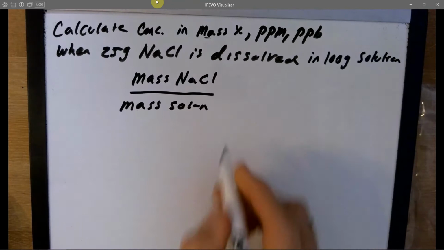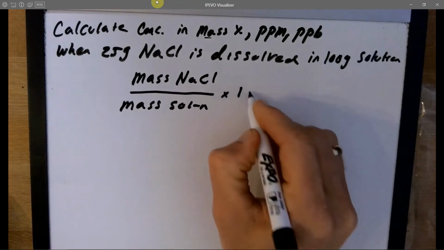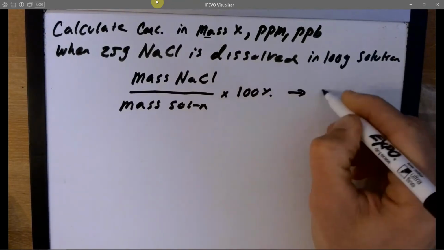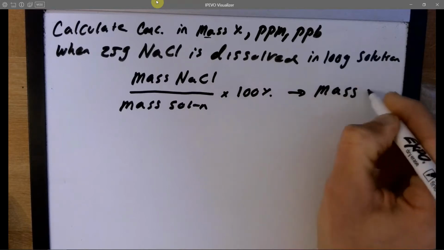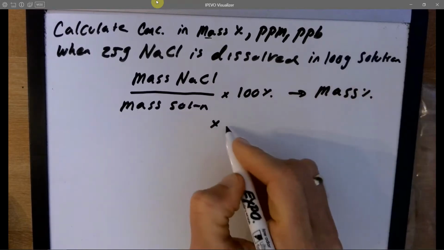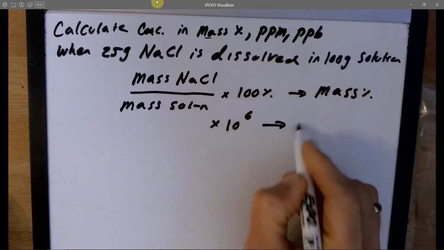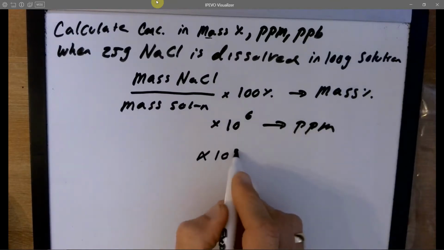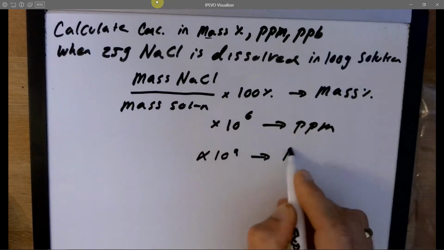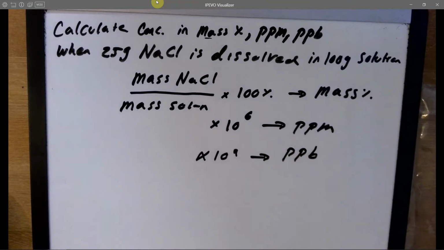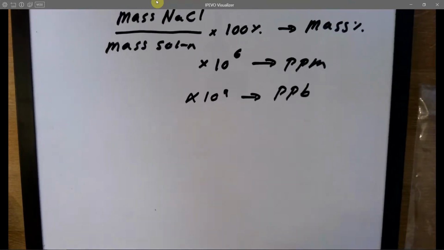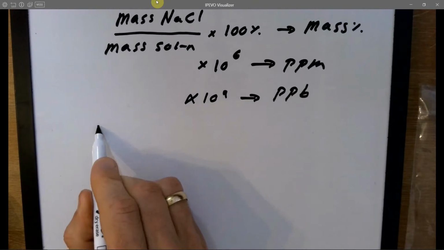Okay, and then you multiply it by 100% to get to mass percent. You multiply it by 1,000,000 to get to parts per million, and you multiply it by 1,000,000,000 to get to parts per billion. Okay, so I have that. Let's do it. I give you the masses directly. I chose it on purpose, just for illustration.